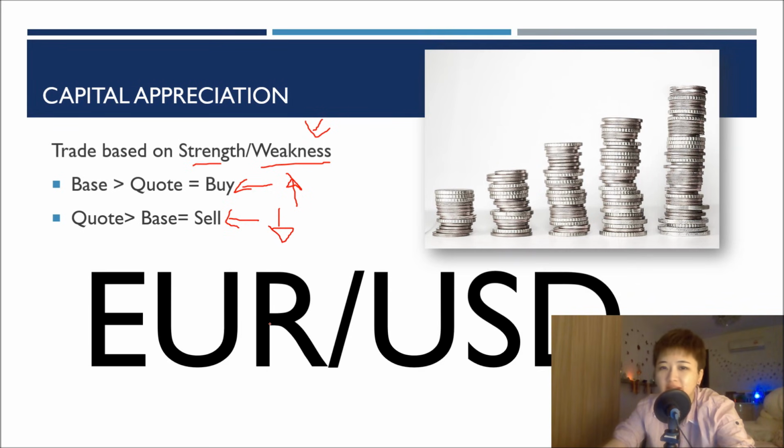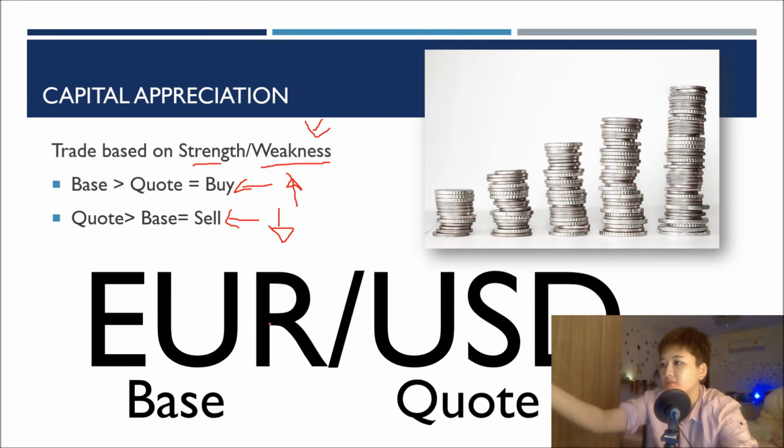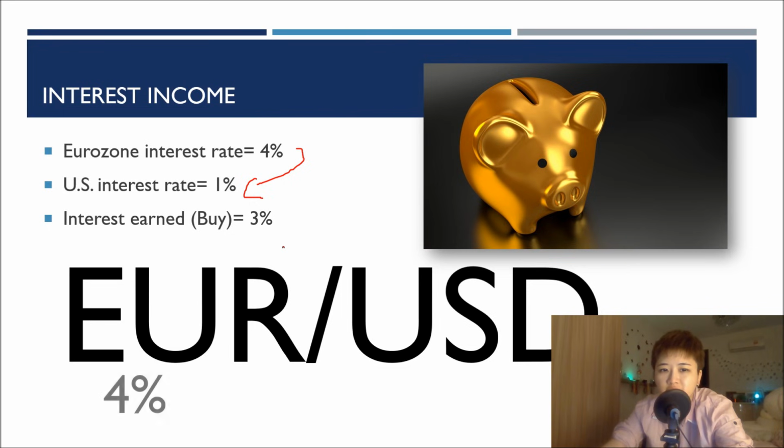If you look at a currency like euro dollar, the euro is your base currency and the dollar is your quote currency. Now how do you earn interest income? Let's say, for example, today the Eurozone interest rate is at 4% and the US interest rate is at 1%. You take 4% minus 1%, which gives you your interest earned of 3%. If you buy euro dollar, you would earn an annualized interest rate of 3%.